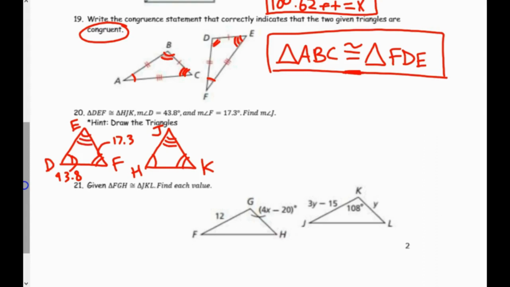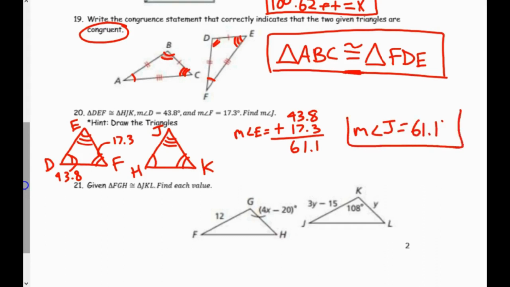So let's take the two angles I know, D and F, and add them up. 43.8 plus 17.3. So 61.1. So if 61.1 is angle E, then that means the measure of angle J, which is congruent, is also going to be 61.1 degrees. Okay.